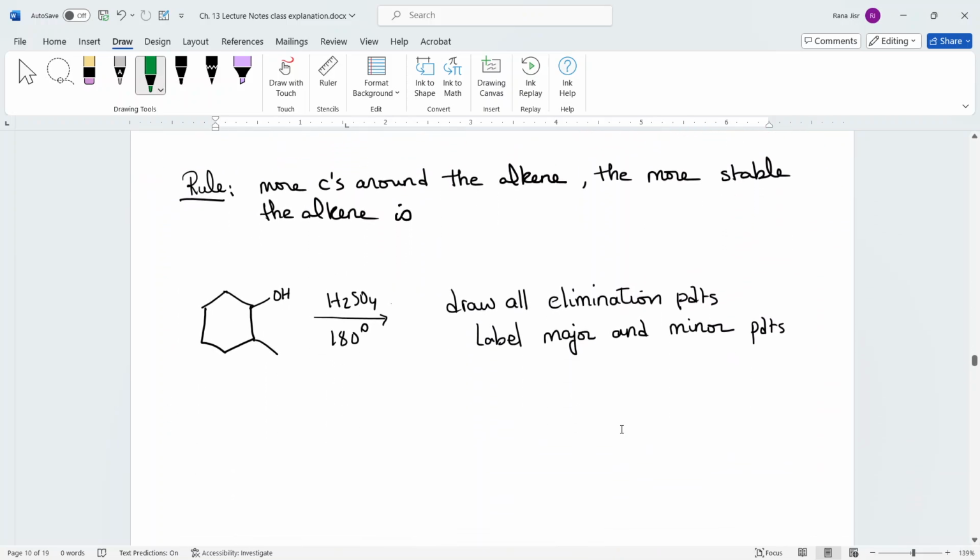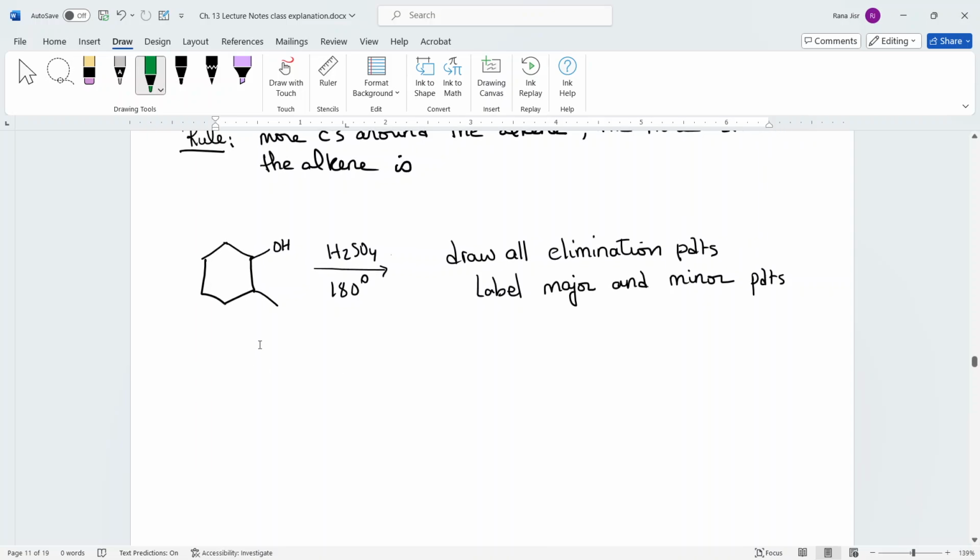Let's have another example in here. So as I said, the more carbons around the alkene, the more stable the alkene is. This is always the rule. So the question over here, you are having the cyclohexanol, a substituted cyclohexanol. This is a dehydration reaction. You are eliminating water because of the temperature, because of the acid. So the question is to draw all the elimination products and label the major and the minor.